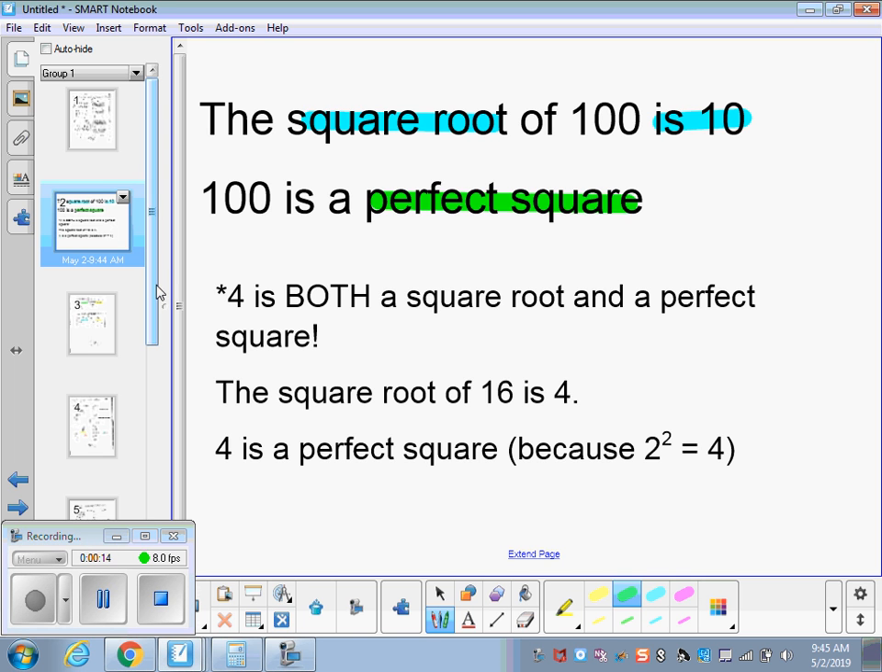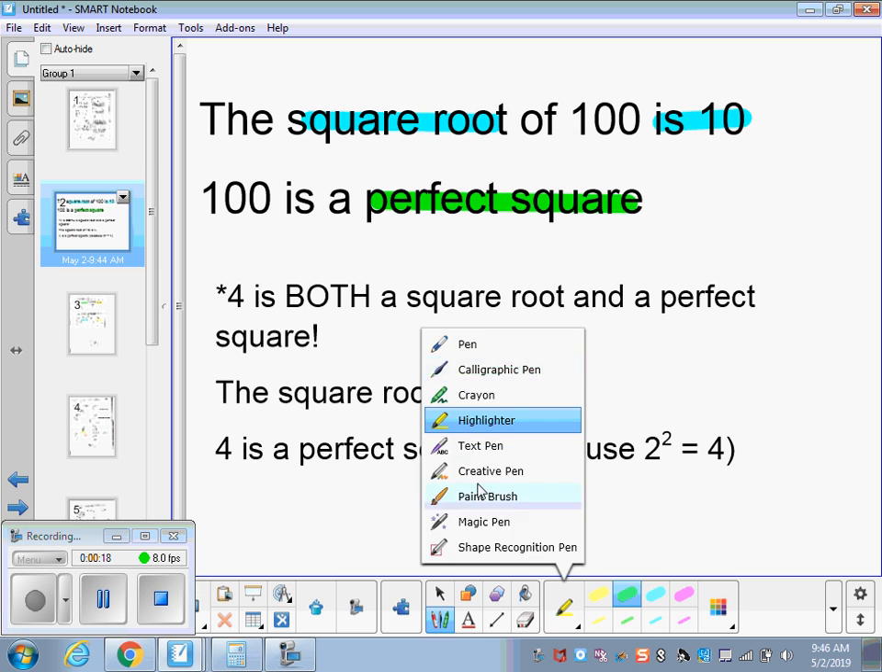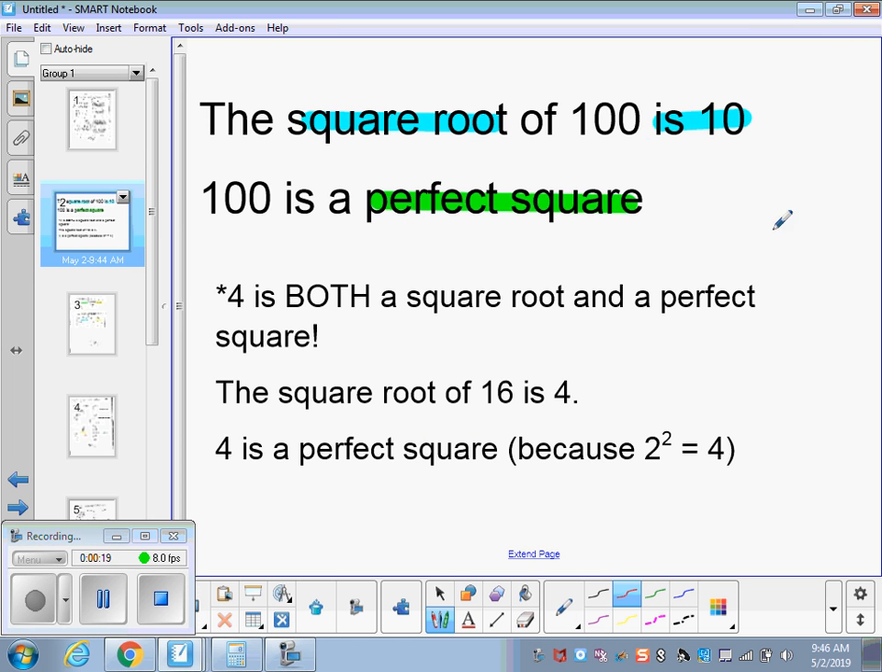Now, real quick, the square root of 100 is 10. When you see that, the square root of 100, we're basically asking what number times itself gives 100. And so the square root is 10. Now that means that 100 is the perfect square, okay?